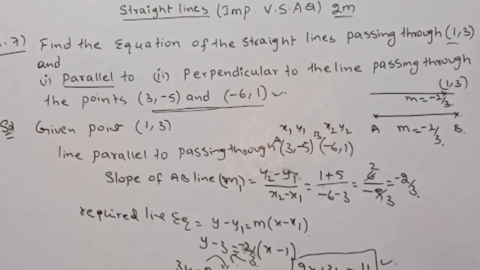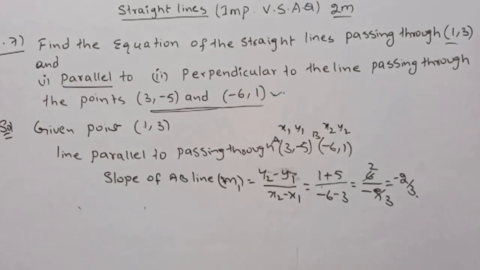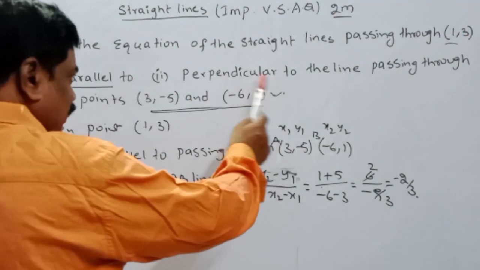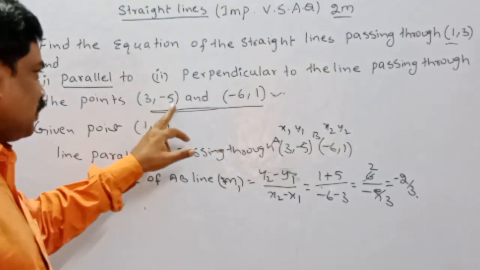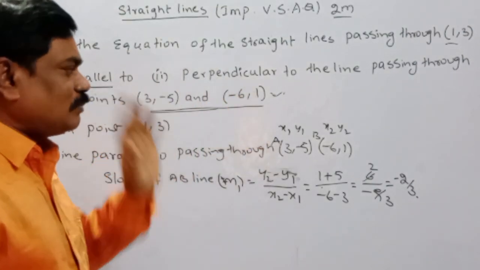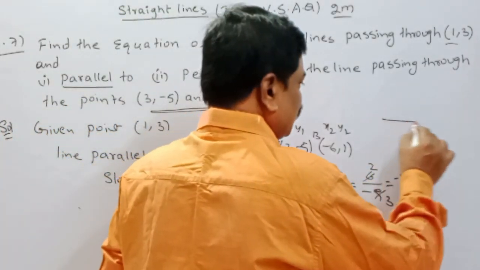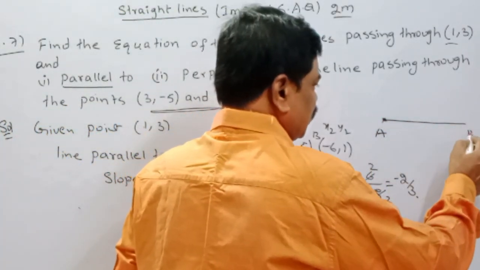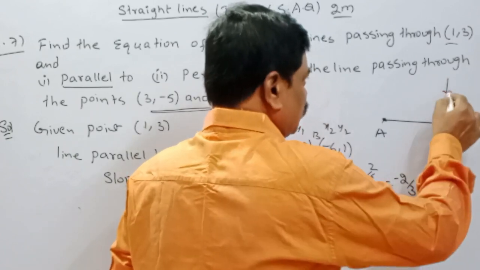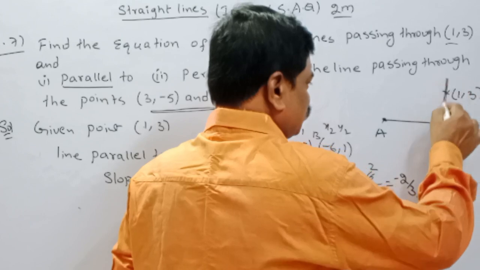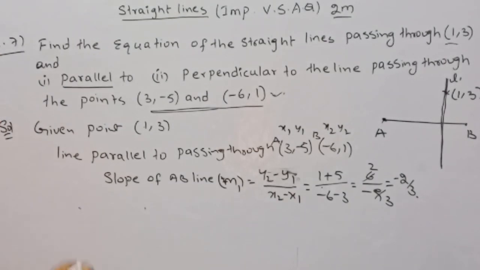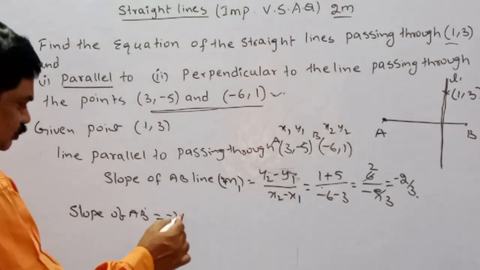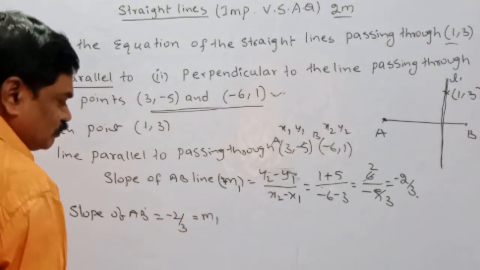Okay, all of you. Next we want to find the perpendicular line. This line is perpendicular to the line passing through (3, -5) and (-6, 1). This is the line AB, and this is the point (1, 3). Then we want to find the equation of this line L. So the slope of AB is minus 2 by 3, which is m1.